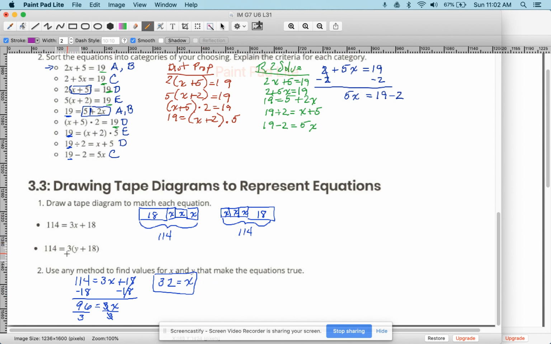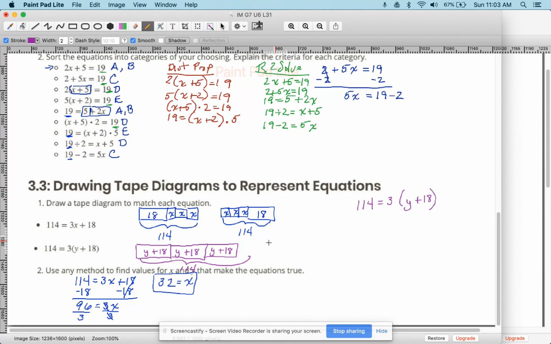All right, so the second one is 114 equals 3 times y plus 18. So basically, I have a y plus 18 3 different times. So there's 1, here's 2, and here is 3, y plus 18. And all together, I know that I have 114. So I'm going to move over here so I have a little more space. I have 114 equals 3 times y plus 18.